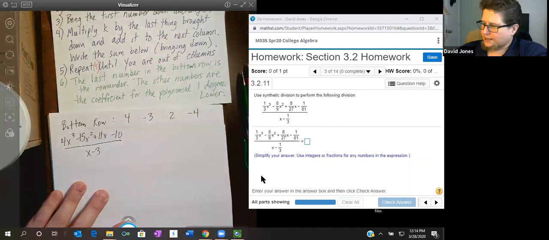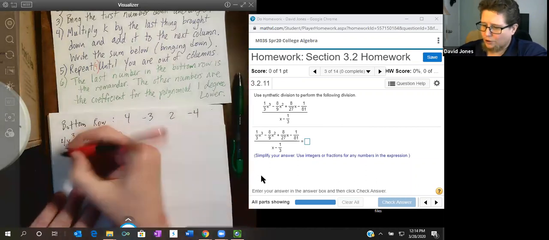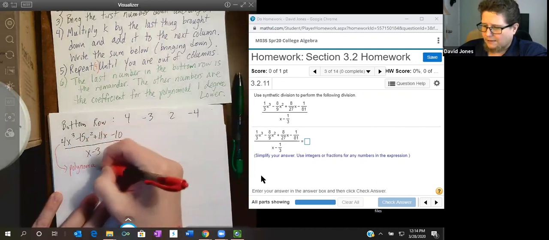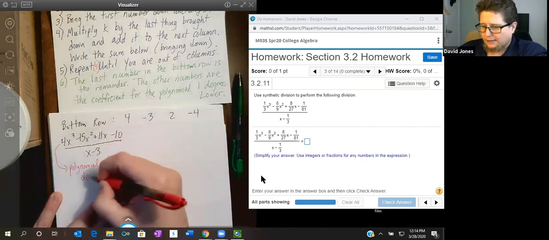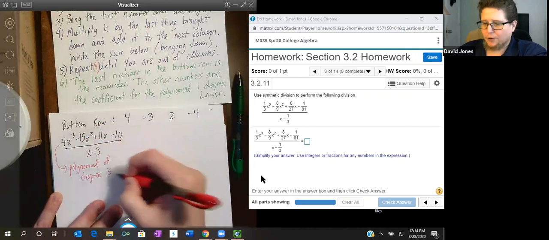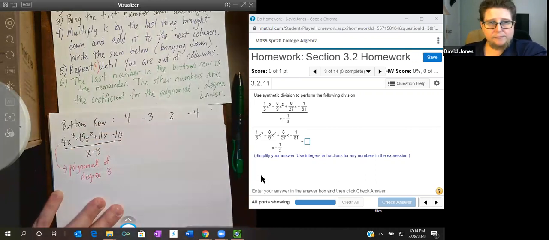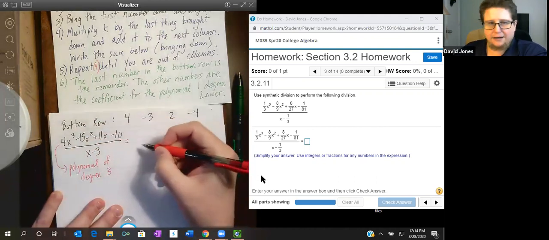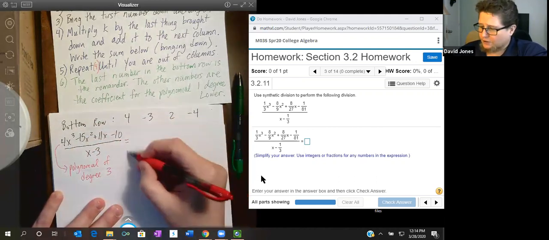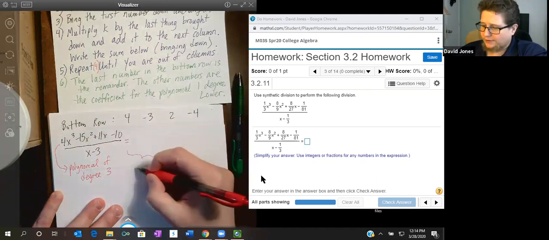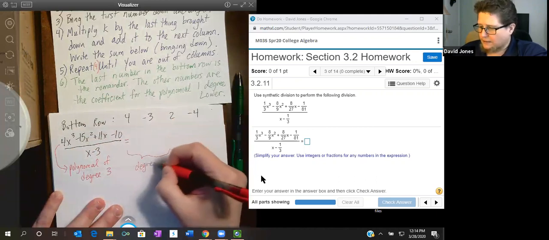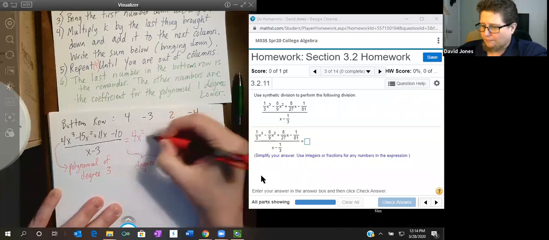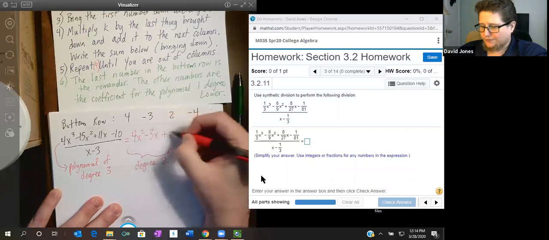Right now, this is a polynomial of degree 3. The degree is the highest exponent. So these will be the degrees of 1 less, lower. This will be a polynomial of degree 2, which means 4x squared minus 3x plus 2.